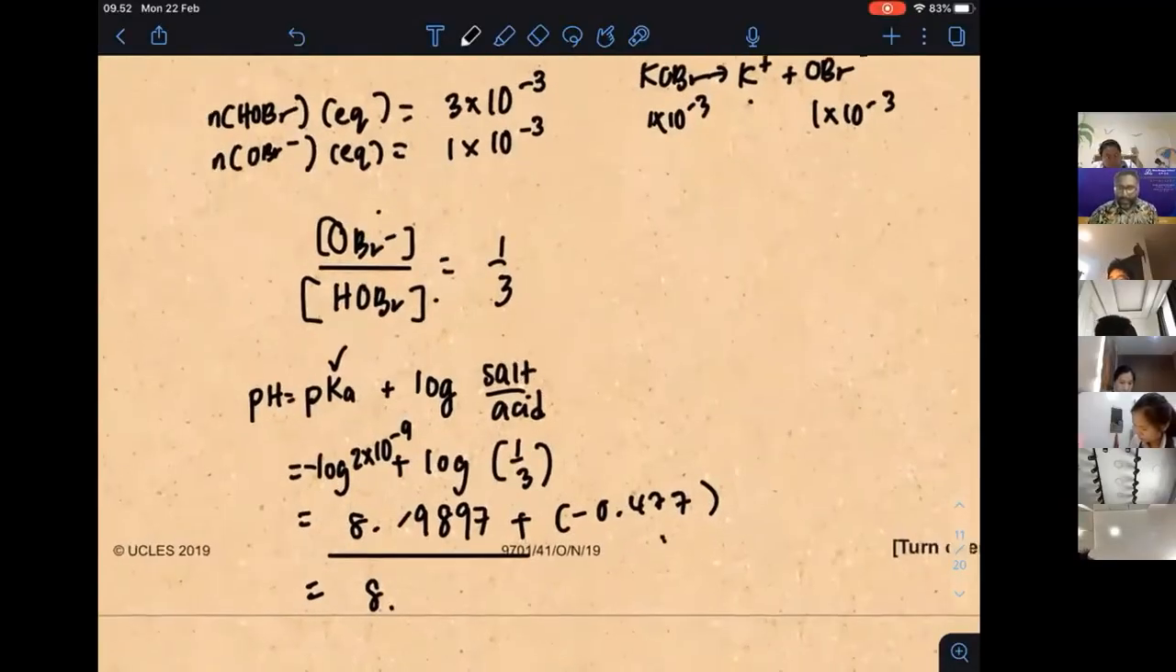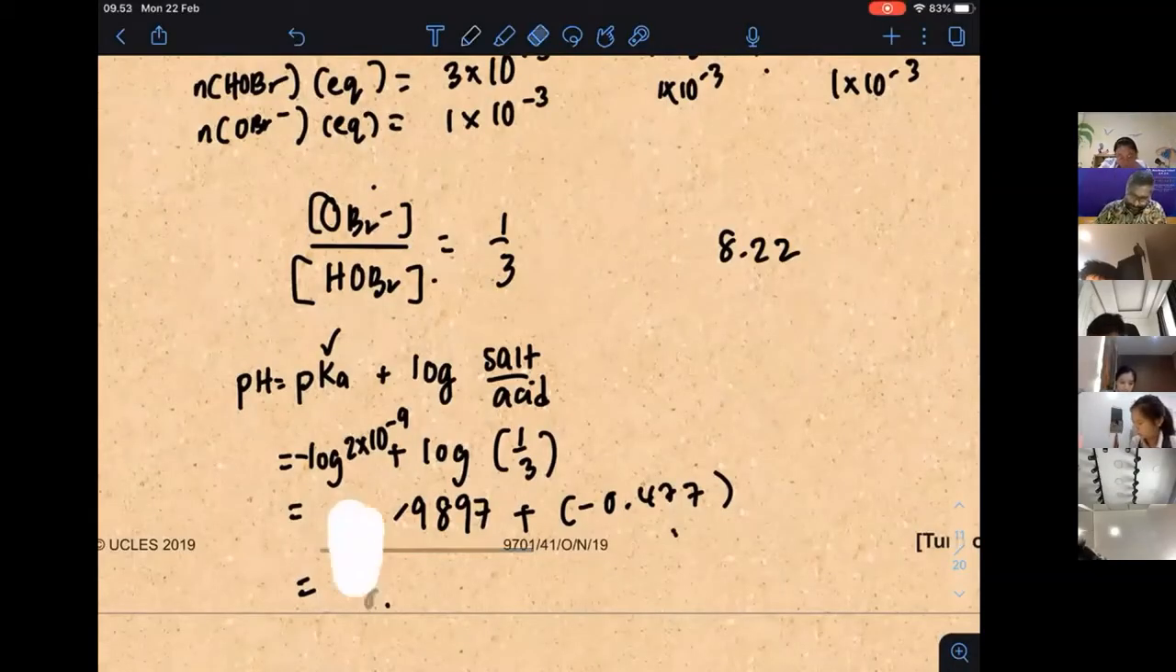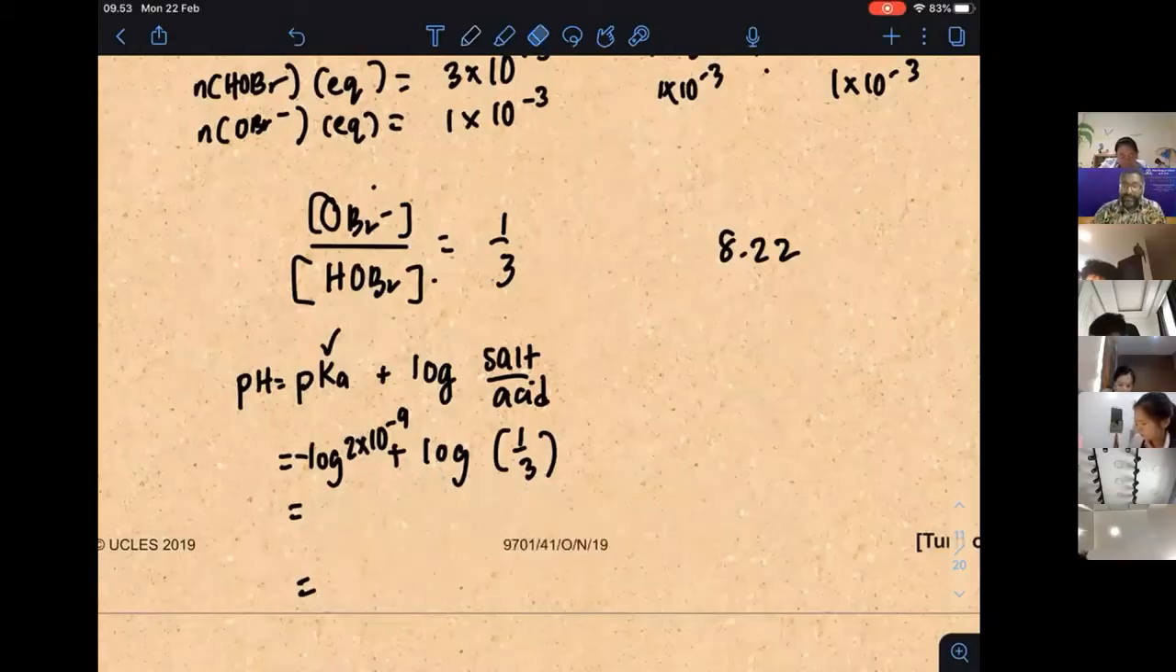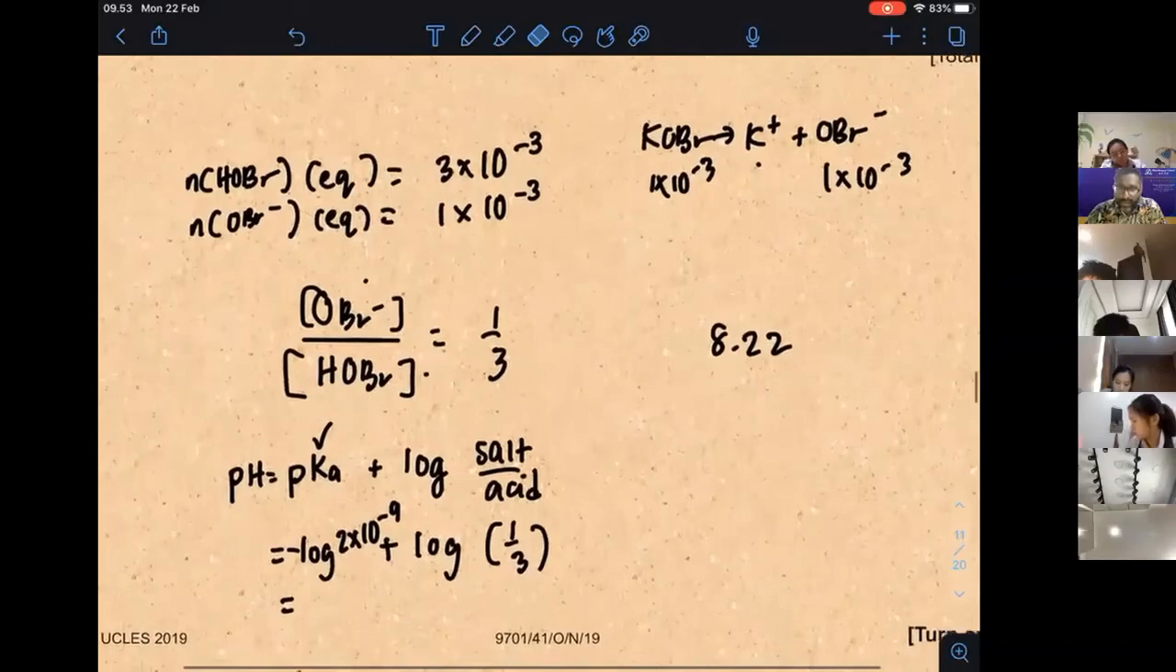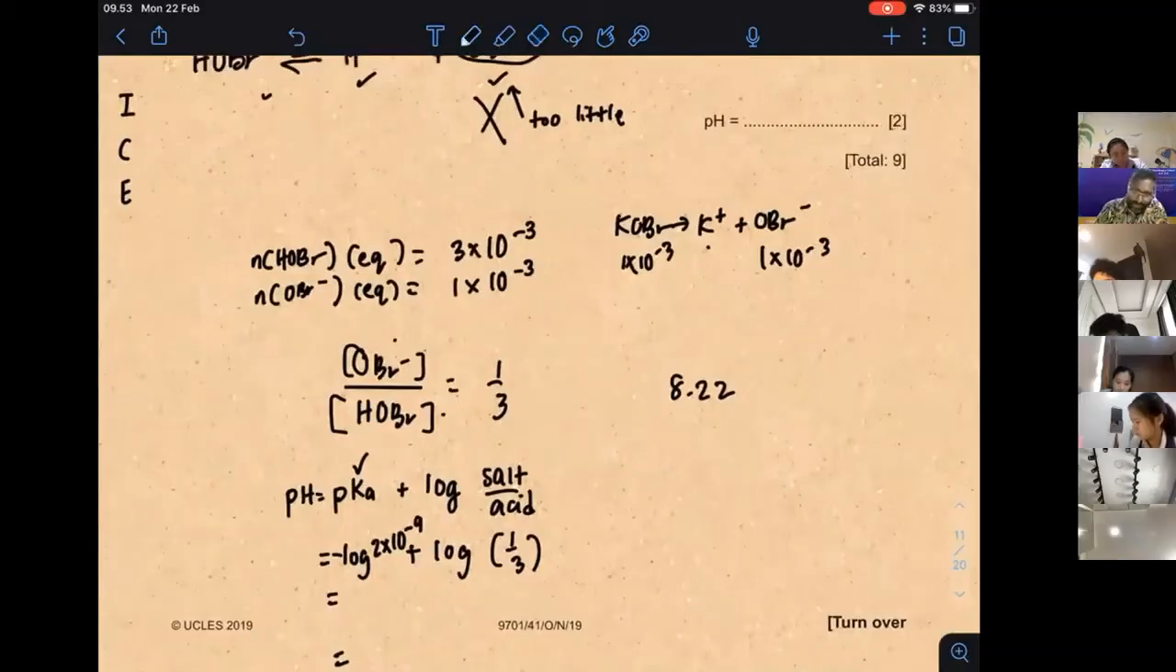Can you check whether you get 8.22? I'm not getting the 8.22. The ratio is 1/3. H plus is 3 times 2 times. So if you are getting that, then it's fine. You are going to get the value. Please check on the calculation again. As long as you mention the correct answer here, it is going to give you 2 marks. So the working is important.